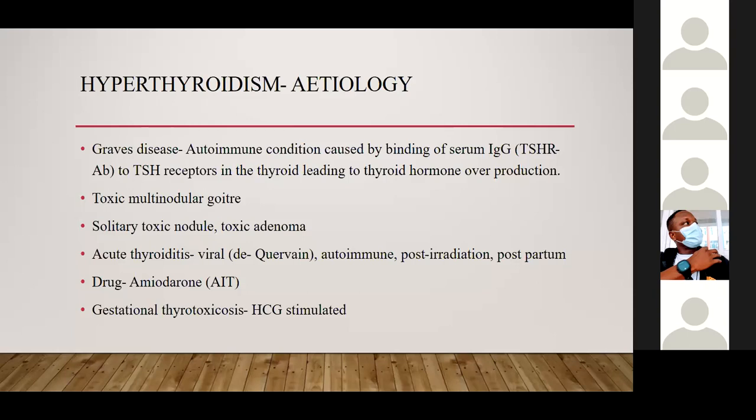Then I've already talked about amiodarone. Once you take amiodarone, it can actually destroy the thyroid gland, and in the initial phase, it causes release of excess thyroid hormones into the bloodstream. Of course, people can also get pregnant, and because of the human chorionic gonadotropin hormone, it causes you to make excess thyroid hormones.